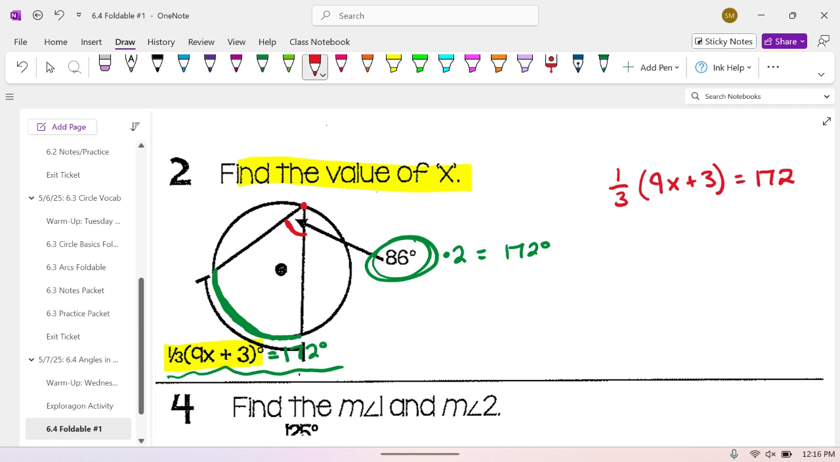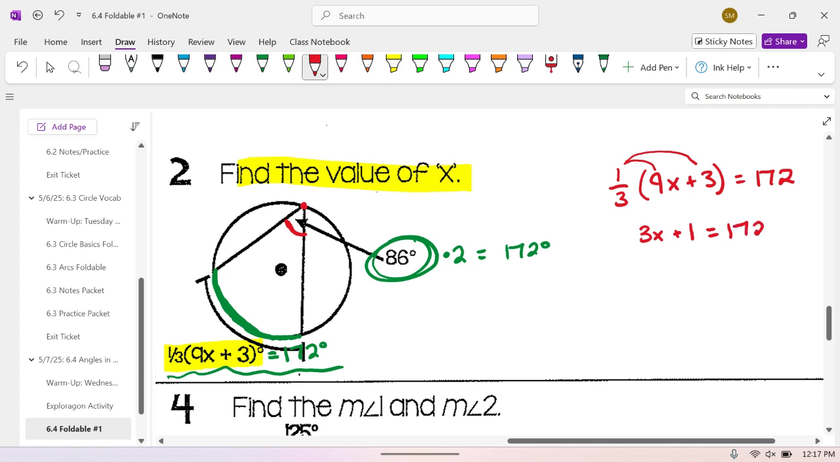Now, there's a couple of ways we can go about this. What do you want to do first? First, we have to mess with the 1/3 in some way. We either have to distribute it or multiply by its reciprocal on the other side. Which one do you want to do? Distribute it. Because if we're multiplying a number by 1/3, what are we essentially doing? We're dividing by 3. So what's 9 divided by 3? 3x plus, what's 3 divided by 3? 1, and that'll be equal to 172.